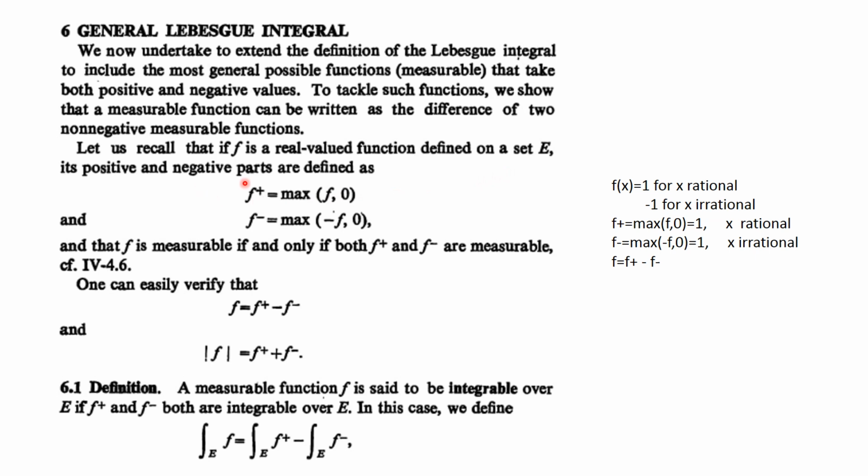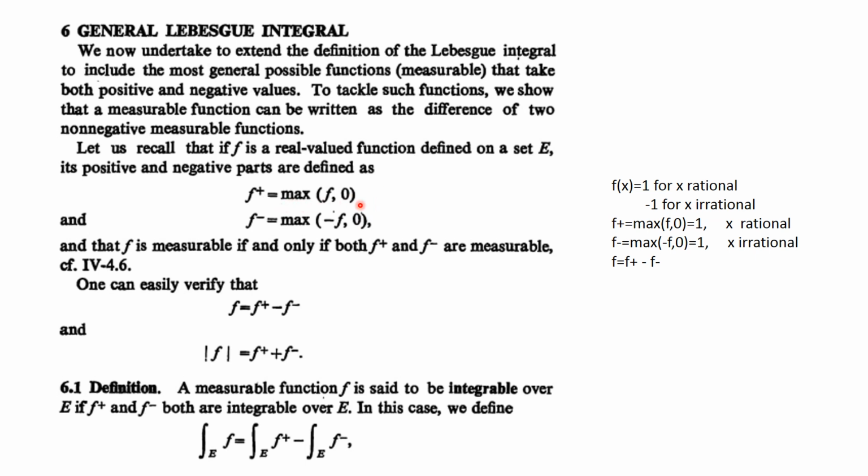Then its positive and negative parts are defined as follows: the positive part is the max of f comma 0 and the negative part is the max of minus f comma 0. So clearly both these functions are non-negative. Because it is a max of these two. If f is positive, then minus f will become negative, so the max of negative comma 0 will be 0. So f positive and f negative are both greater than or equal to 0.